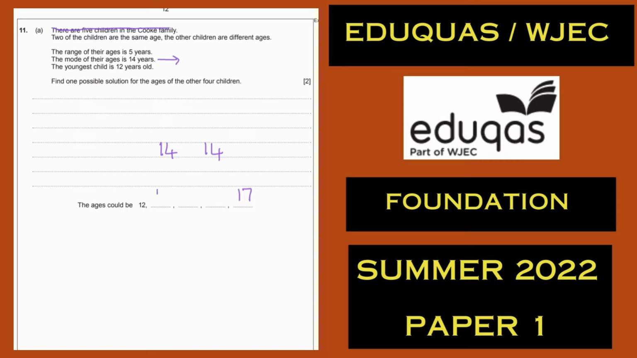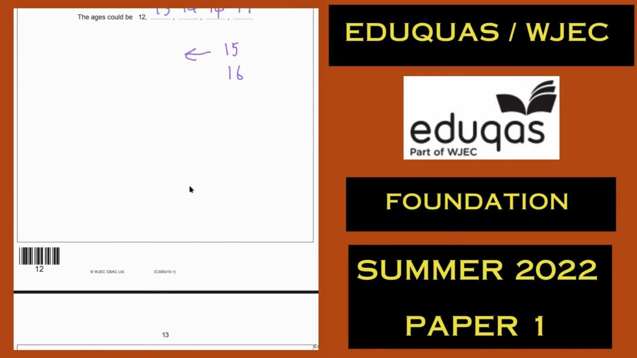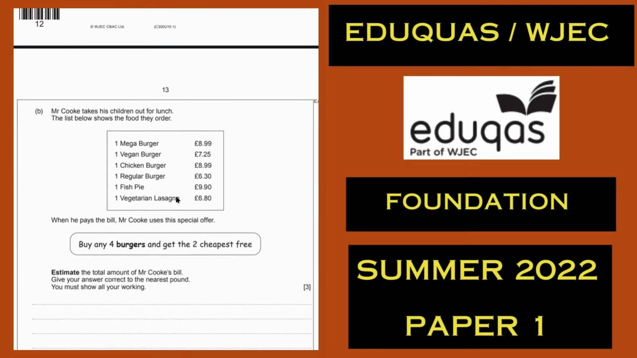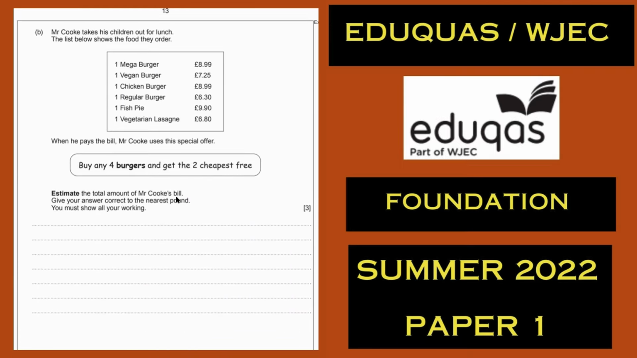You could have a 12 again. No, not a 12, sorry. 13. And then in go the 14s. Obviously, that 13 could just as easily be a 15 if you move your 14s down one, and that 15 could also be a 16 because there's no restriction on what the median is. So there's your three possible answers. All are listed on the mark scheme.